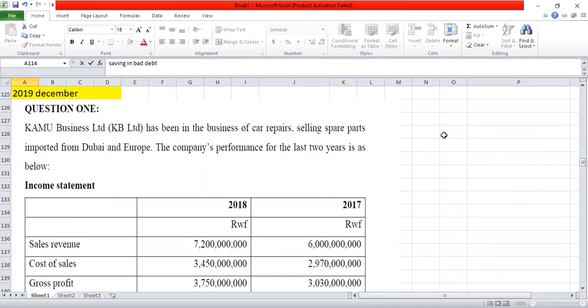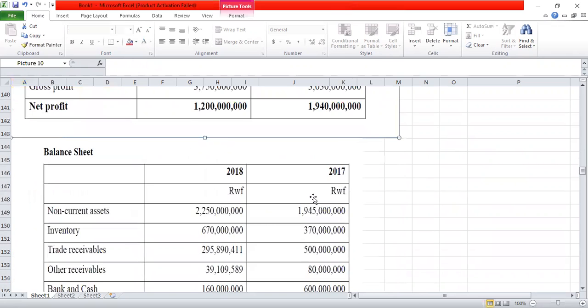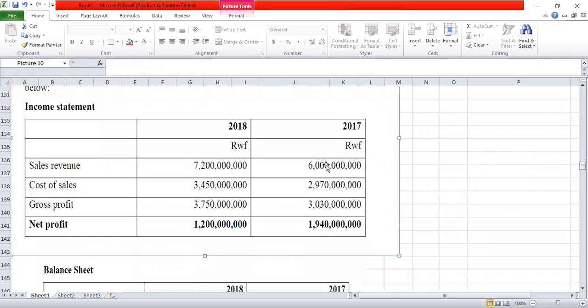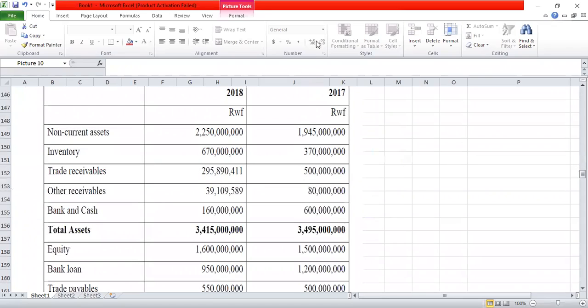CAM Business Limited has been in the business of car repair, selling parts imported from Dubai and Europe. The company's performance for the last 2 years is as below. So this is your profit and loss. This is your statement of financial position.